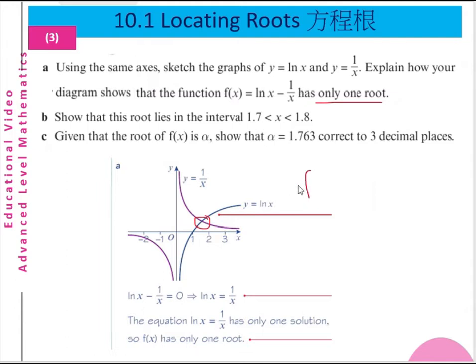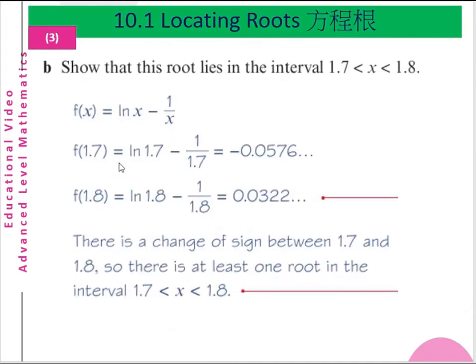Because if f(x) is equal to 0, then log x has to be equal to 1 over x. So we get only one root in here. And this root lies in the interval 1.7 and 1.8. If we substitute f(1.7), we get a negative, and f(1.8), we get a positive. So the one root lies between x equals 1.7 and 1.8.